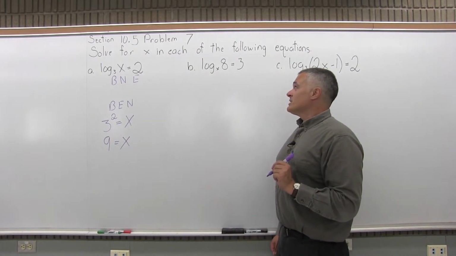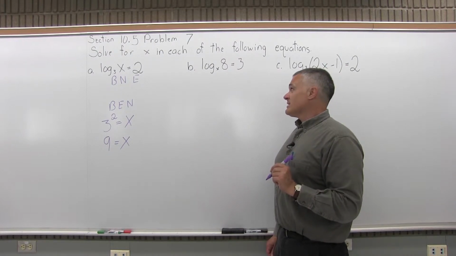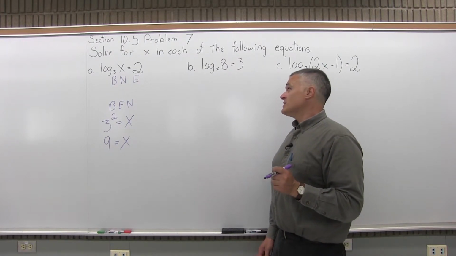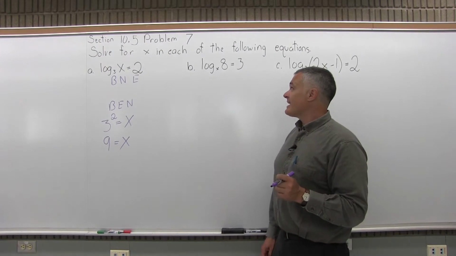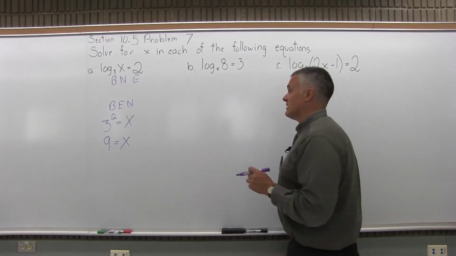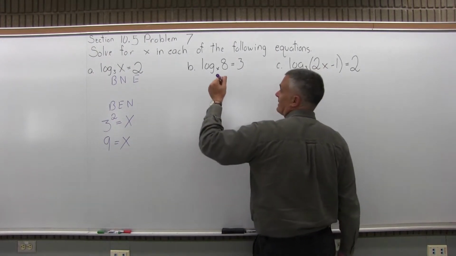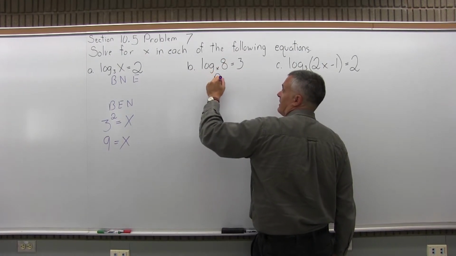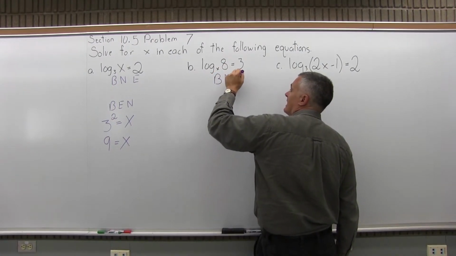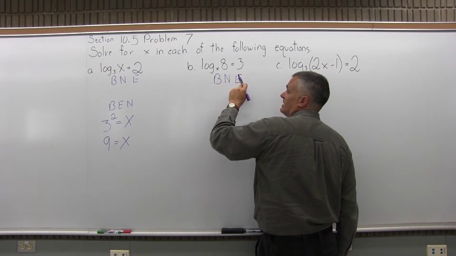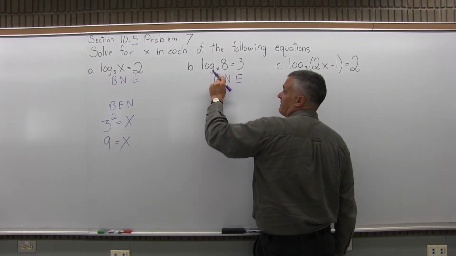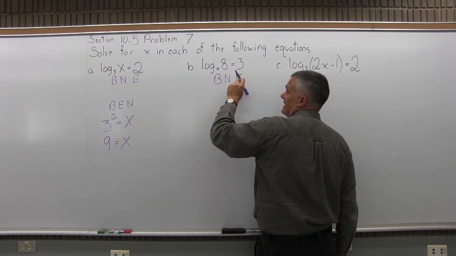And then B is going to be the same type of problem. The x shows up in a different spot. B says solve for x for log base x of 8 equals 3. So this in log form, I would write Bene, B-N-E. Again, the B is for base, the N is for number, the E is for exponent. In this problem, the base is x, the number is 8, and the exponent is 3.